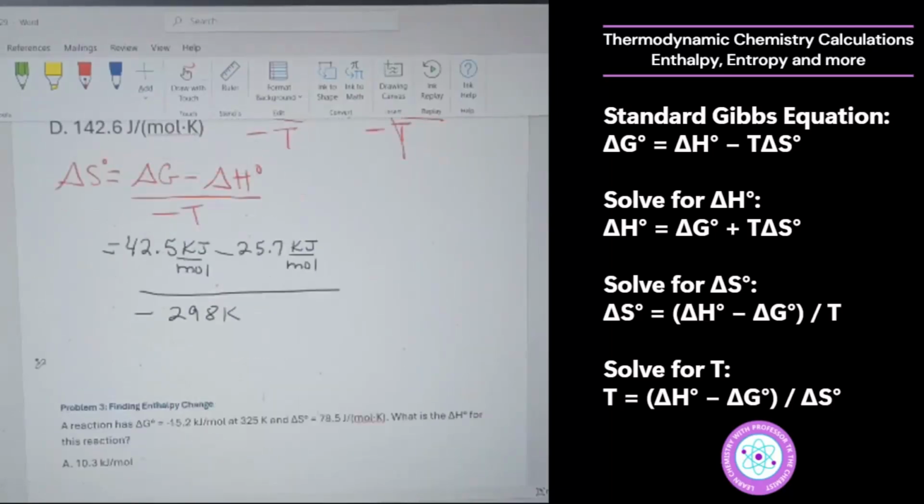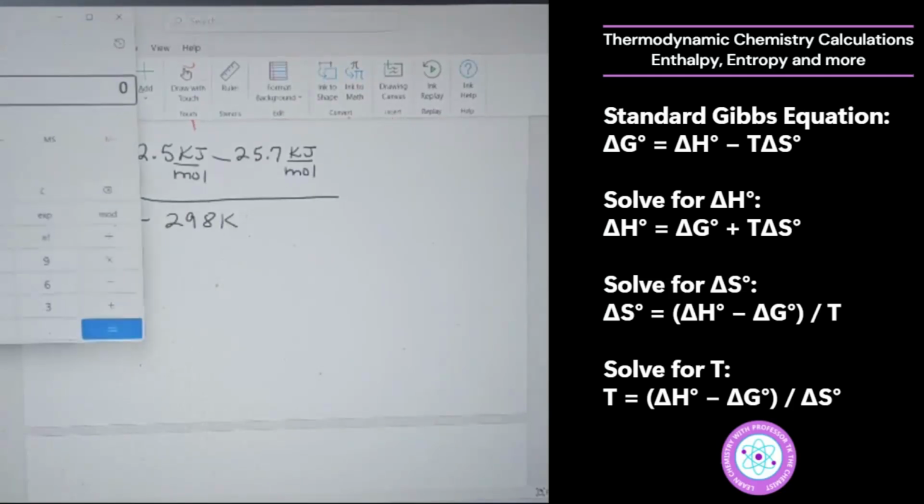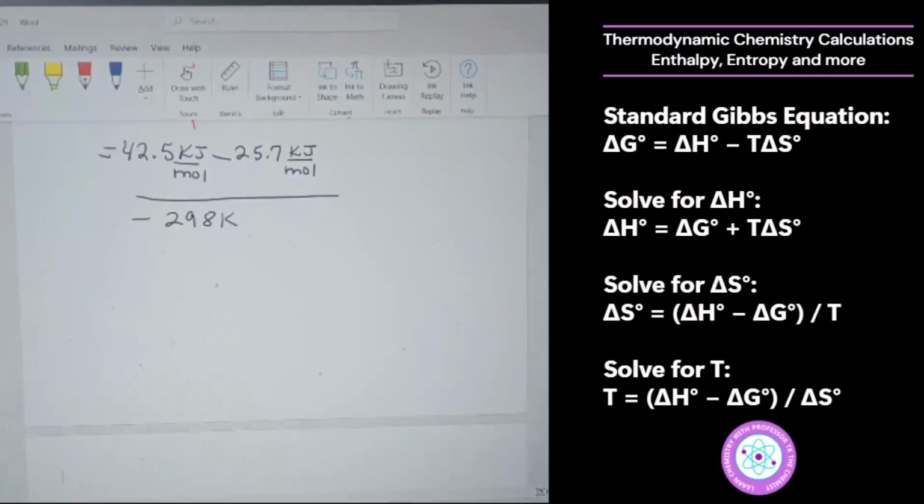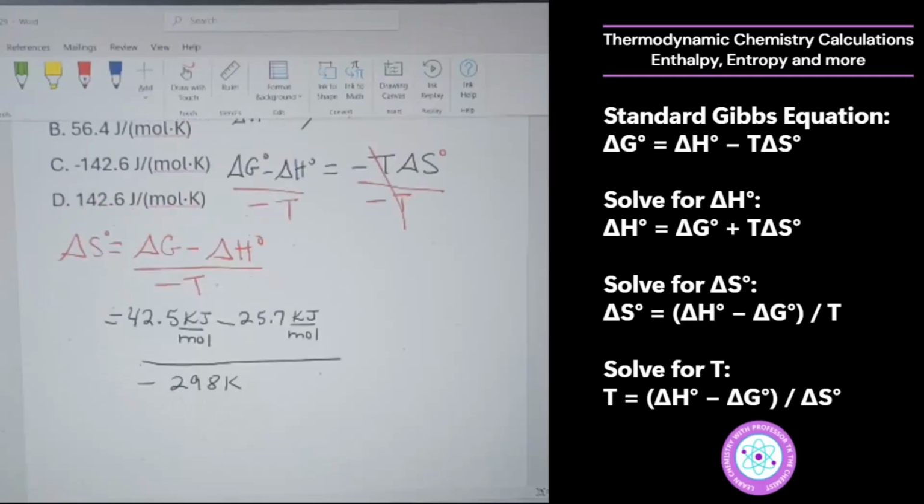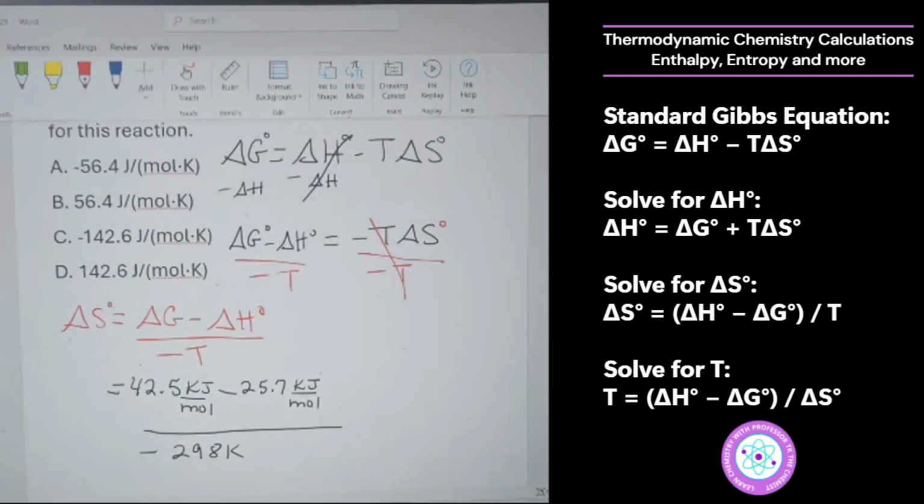So, because I need the space, 42.5 minus 25.7 gives me 16.8, okay? 16.8. But now I'm going to go back up here for a minute. Take a look before I continue. What is wrong with this problem? Take a look before I continue.